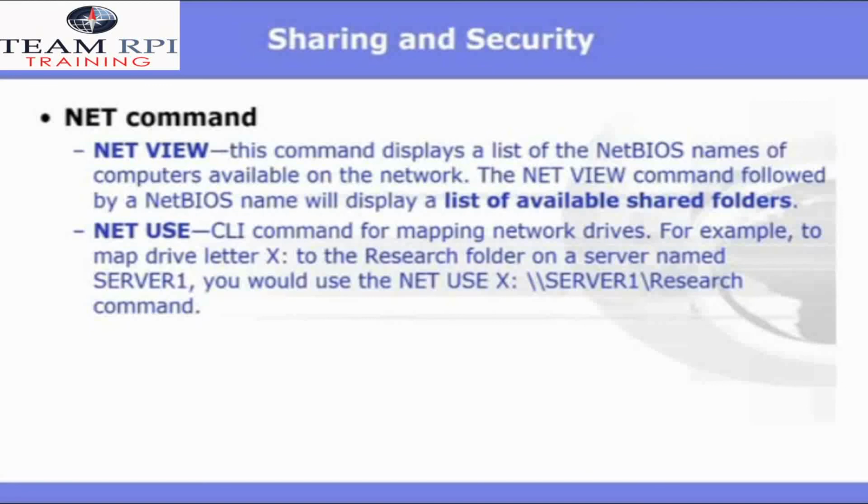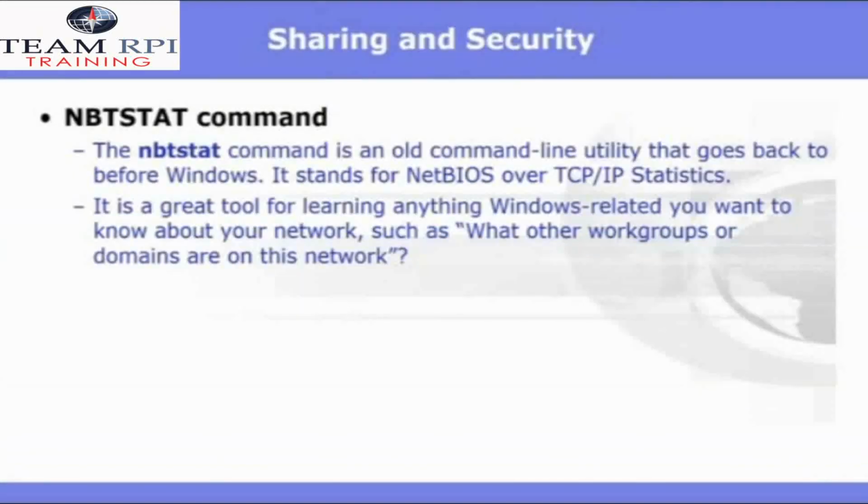However, if you don't know the UNC of a particular drive or folder, you can always go back into the command line and find it for yourself. To do this, we use what's called the net commands. First, net view. That will list all the available shared folders on that network. And then we'll use the net use command. This is used to map to that particular network drive.